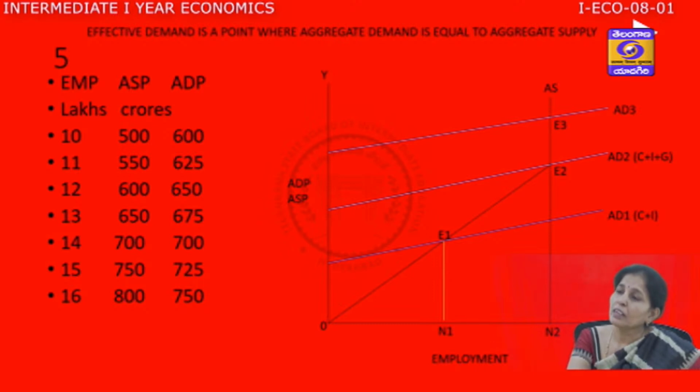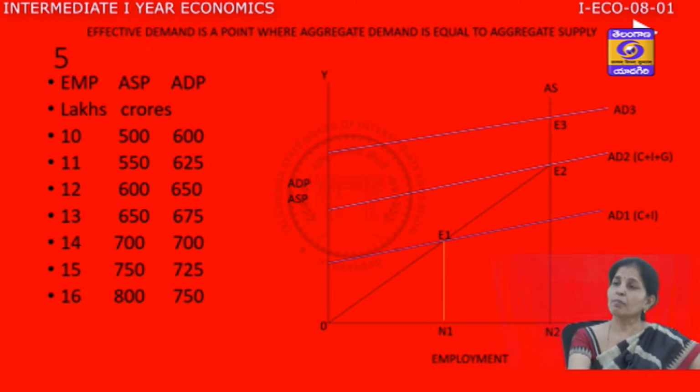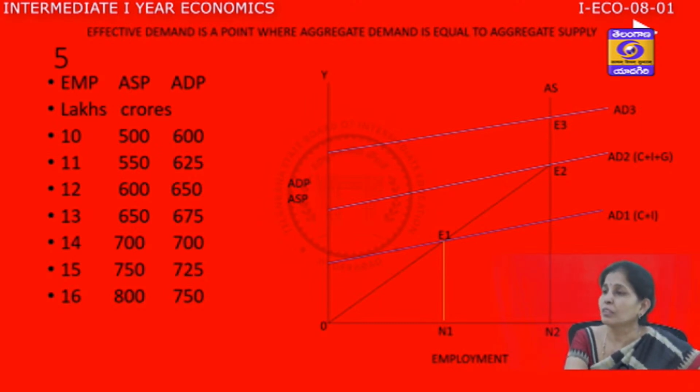So you find a shift in the demand curve from AD1 to AD2, where government expenditure is also involved, because there is no possibility for the private sector to invest. So the government spends money for the welfare of the economy. With the shift from AD1 to AD2, you have a new equilibrium point, E2, where aggregate demand is equal to supply. E2 is a new equilibrium point, and this is considered as C plus I plus G.